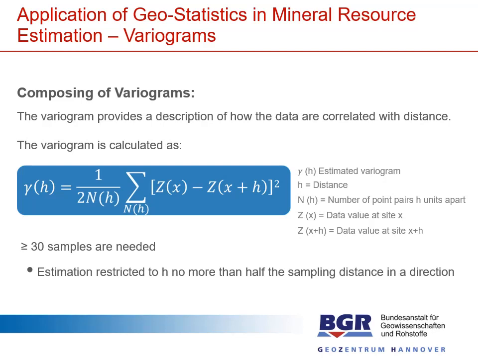Here's an example of a variogram. Variograms are used in geostatistics in mineral resource estimation, and the variogram provides a description of how the data are correlated with distance. Variograms include the number of point pairs a certain distance apart, the data value at site X, and the data value at site X plus the distance H. You need at least 30 samples to do a proper variogram, and the estimation is restricted to the distance H, no more than half the sampling distance in one direction. This sounds complicated, but I will give you an example on the next slide.